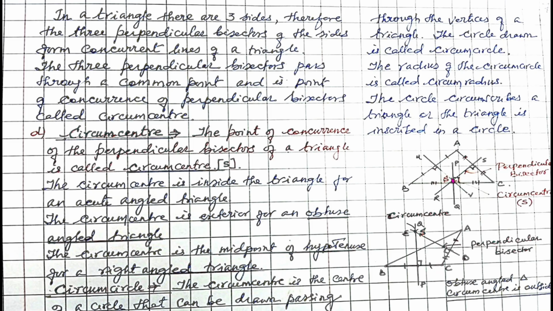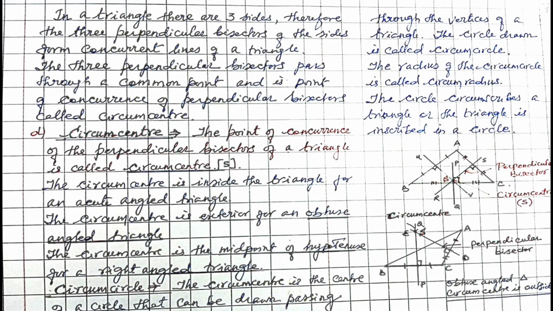Now taking the circumcenter as the center and the distance from the center to any of the vertices as the radius, draw a circle, then we find that the circle passes through all the three vertices, and this circle is known as the circumcircle. So therefore remember, the circumcircle is a circle which passes through all the three vertices of a triangle. The distance from the circumcenter to any of the vertices is known as the circumradius, and the circumcenter is the center of the circumcircle.